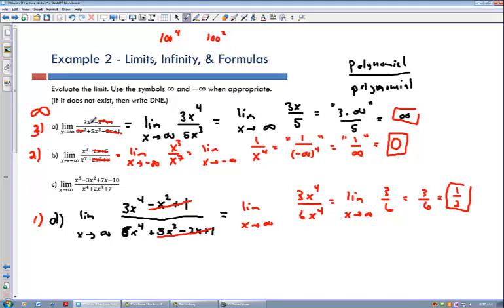And in that case, the top is going to dominate, which means it's going to go off to plus or minus infinity. In this case, it went to plus infinity. And in fact, let's do part C, and we can tweak part C. Instead of going to positive infinity, let's make it go to negative infinity.